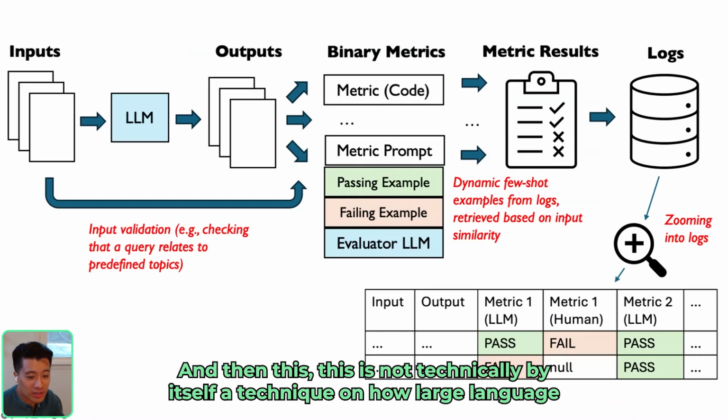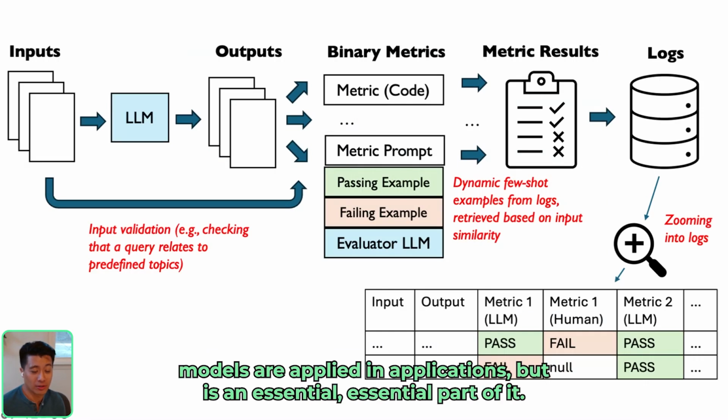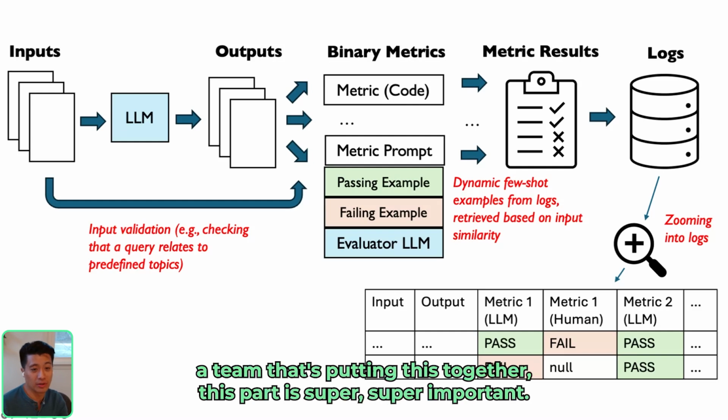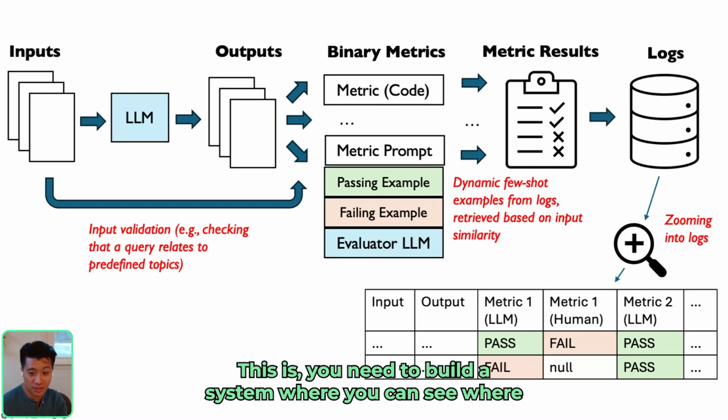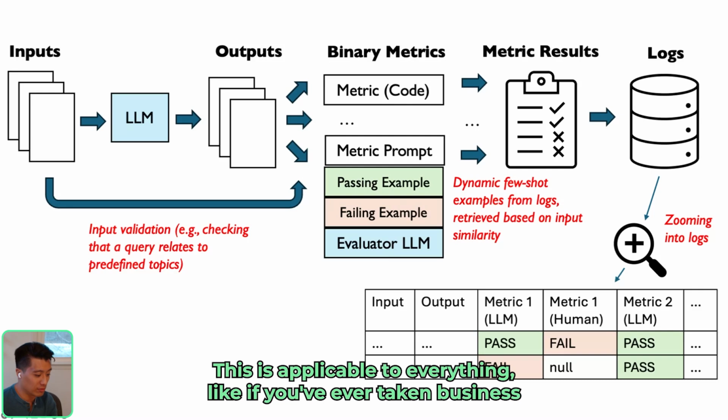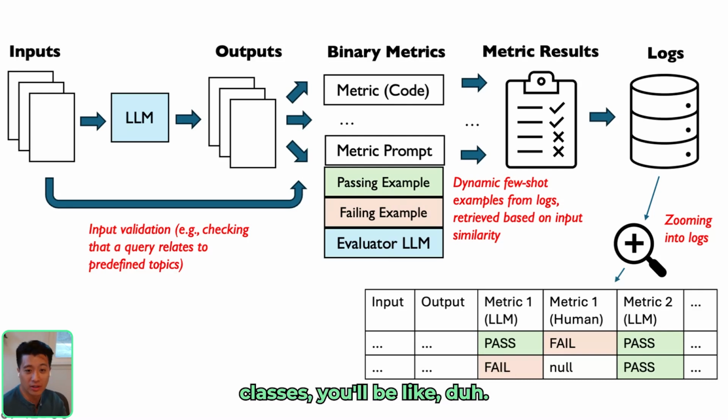And then this is not technically by itself a technique on how large language models are applied in applications, but it is an essential part of it. And if you're ever in the case where you are put in charge of or part of a team that's putting this together, this part is super important. You need to build a system where you can see where and how the system is failing. This is sort of applicable to everything. Like if you've ever taken business classes, you'll be like, duh.